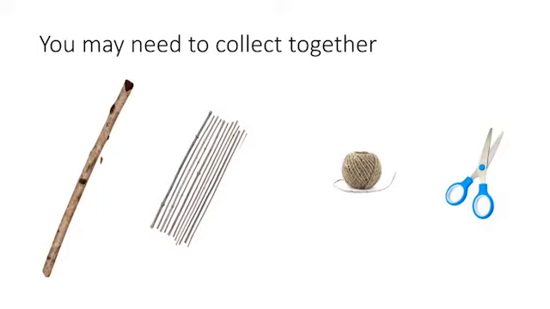If you're going to make anything like that, you're going to need to find a long stick. You're going to need to find short, straight sticks to make your arrows. You're going to need some string, and you're going to need some scissors and a grown-up to help you pull the tension into that long stick.